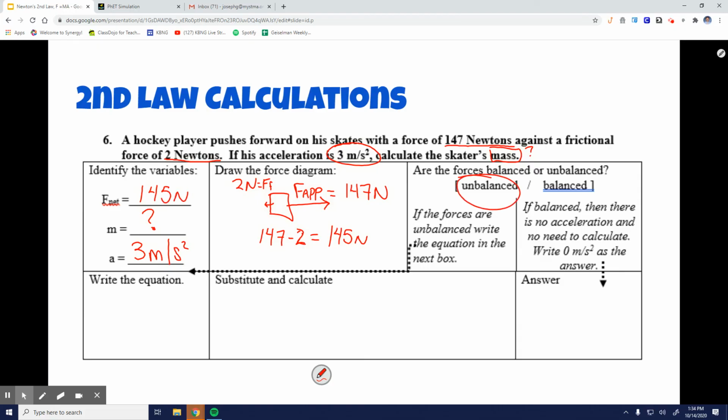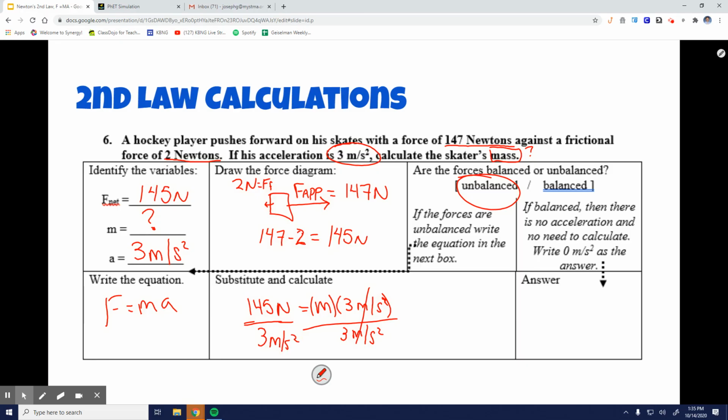Because it's not zero, it is an unbalanced equation, and I can now write my F equals ma equation. I can sub in 145 newtons, set that equal to our mass, which we still don't know, times our acceleration of 3 meters per second squared. If I divide both sides by 3 meters per second squared, I can solve for our answer.